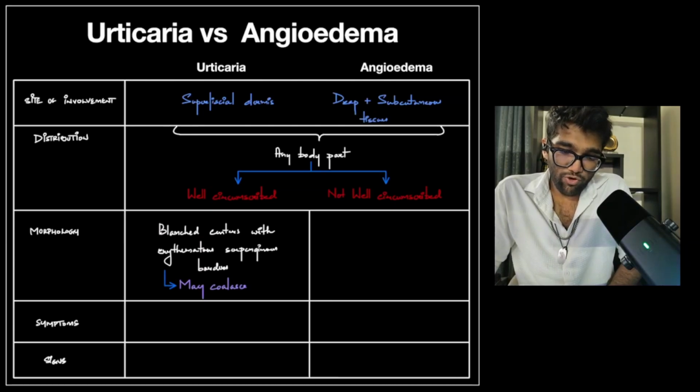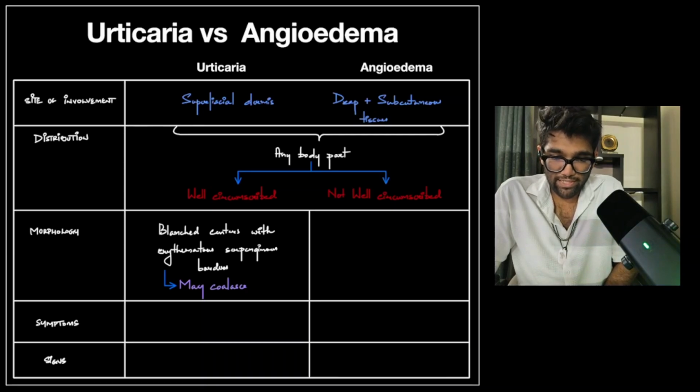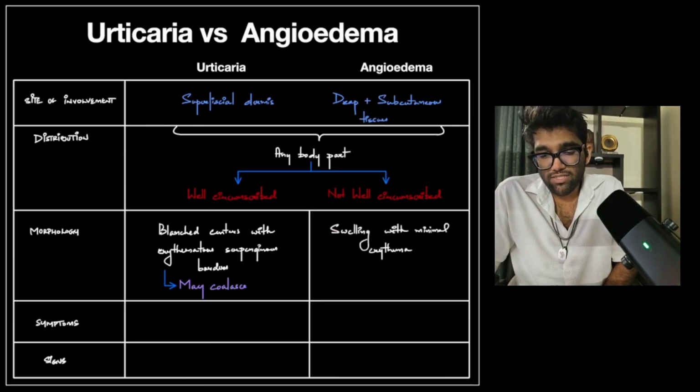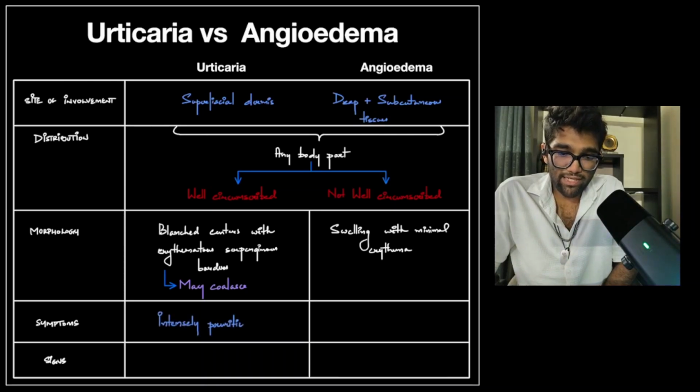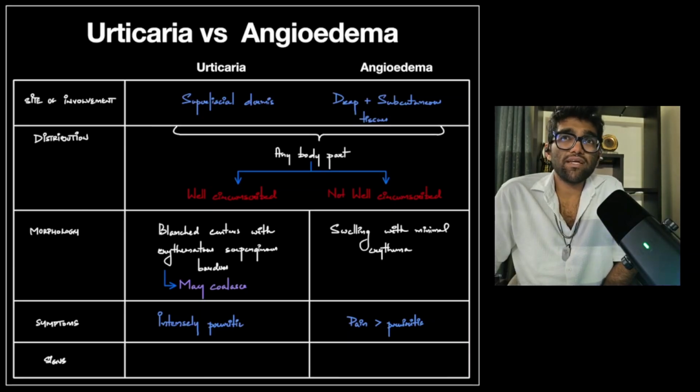Again, the morphology of an urticarial lesion is that there is central blanching with a surrounding erythematous serpiginous border. Lesions may coalesce, as we just saw for erythema marginatum, forming a figure eight lesion. Angioedema is just swelling with minimal surrounding erythema. Symptomatically, urticaria is often pruritic, although urticarial vasculitis and neutrophilic urticaria can be painful. Whereas angioedema is usually asymptomatic, but when it is symptomatic, it is usually painful. So that is something that is to be understood.